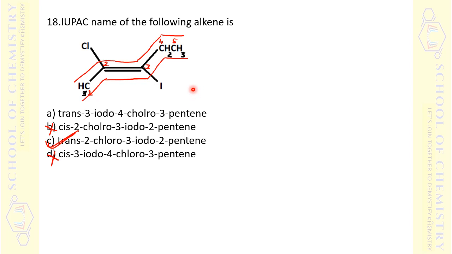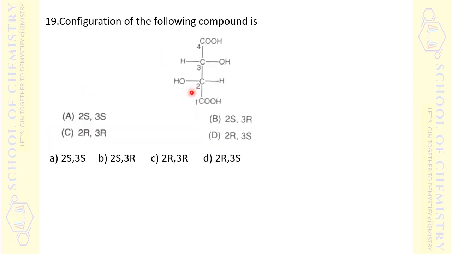Let me move on to the next question. Second question, again a very important type of question that you can expect in any of the competitive exams. It is for the identification of R and S nomenclature based on CIP priorities, Cahn-Ingold-Prelog priorities. We can name, or give the absolute configuration at, the chiral centers. Two chiral centers are there on this tartaric acid molecule, and they have asked you to identify the absolute configuration at the second as well as the third chiral center, right?